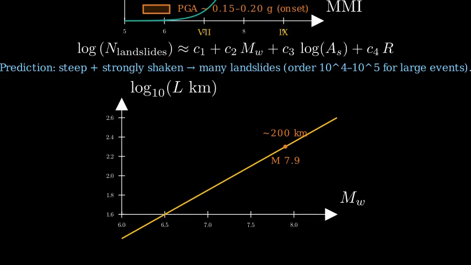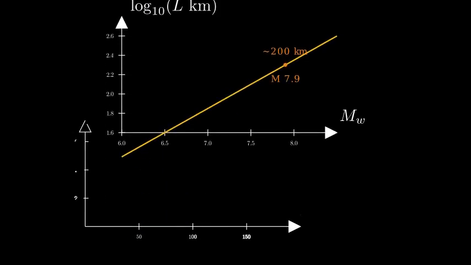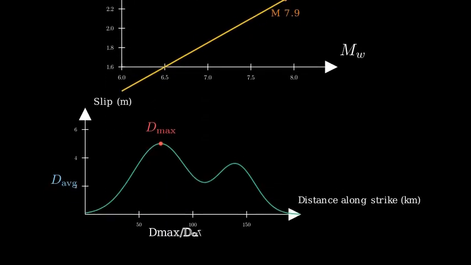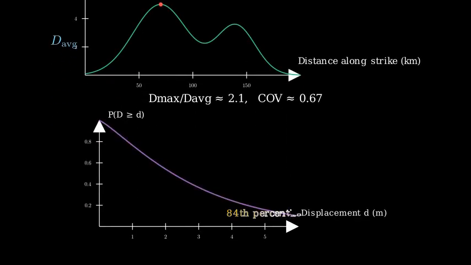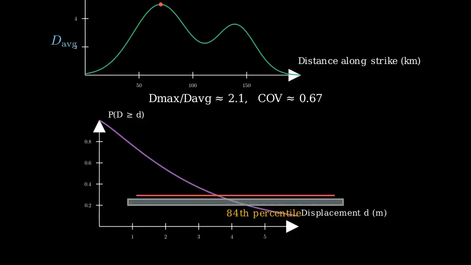Slip distribution along the fault can be summarized by 2 key numbers: the maximum slip and the average slip. The ratio of maximum to average often lies between 1.5 and 2, and the coefficient of variation shows how uneven the slip was. For engineering, we use probabilistic fault displacement hazard analysis. That means estimating the probability that surface slip exceeds a target design value. A common conservative choice is the 84th percentile.